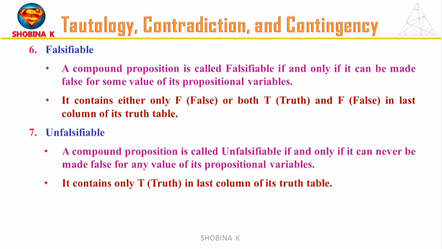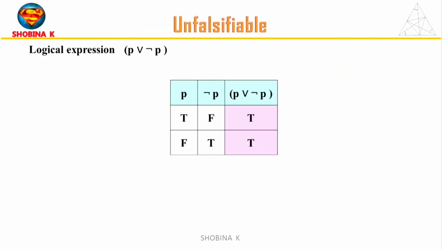Unfalsifiable is a statement or a proposition that cannot be proven false or shown to be incorrect. Here is an example of a simple logical expression that could be considered unfalsifiable. In this case, P or not P is always true regardless of the value of P. So, a compound proposition will be known as unfalsifiable if and only if no value of the propositional variables can make it take the false value. In the truth table of an unfalsifiable proposition, the last column can contain only true values.